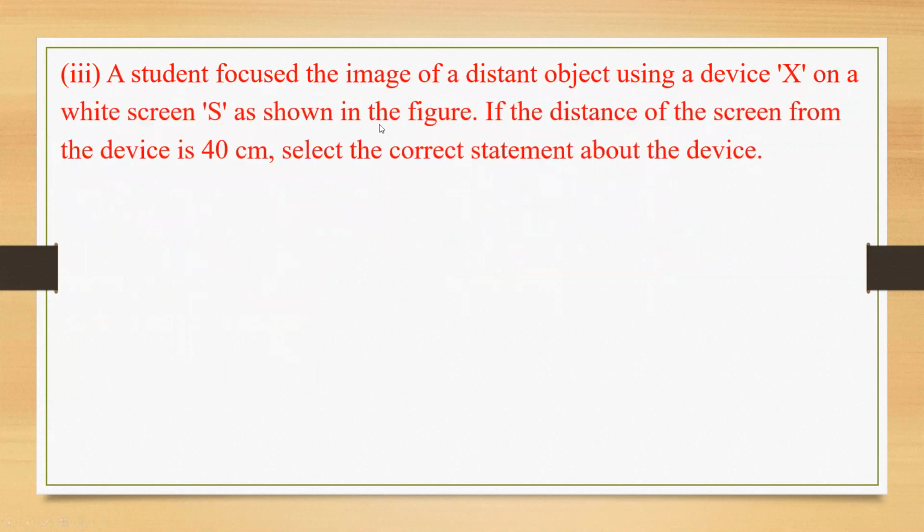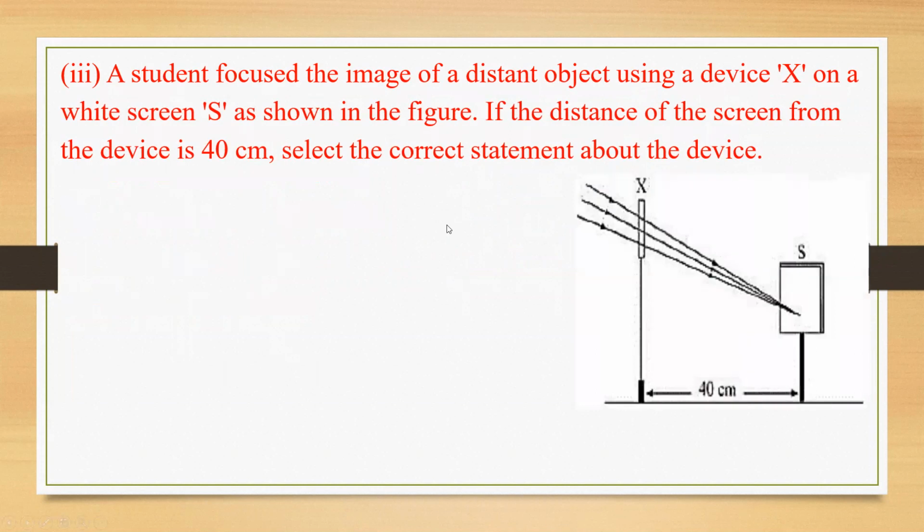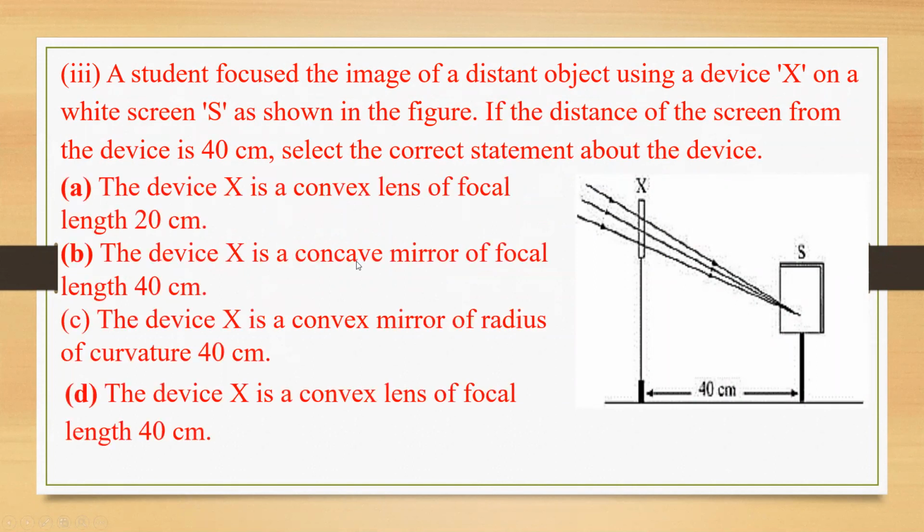A student focused the image of a distant object using a device X on a white screen S, as shown in the figure. You can observe in the figure. If the distance of the screen from the device is 40 centimeters, select the correct statement about the device. First, see the statements that are given here.